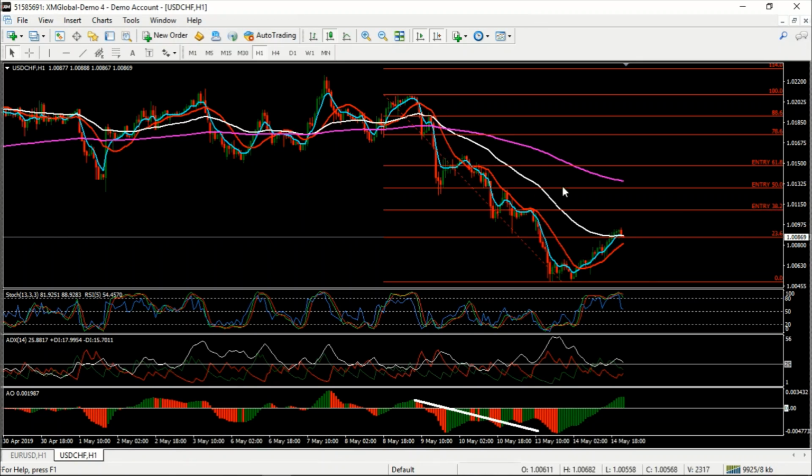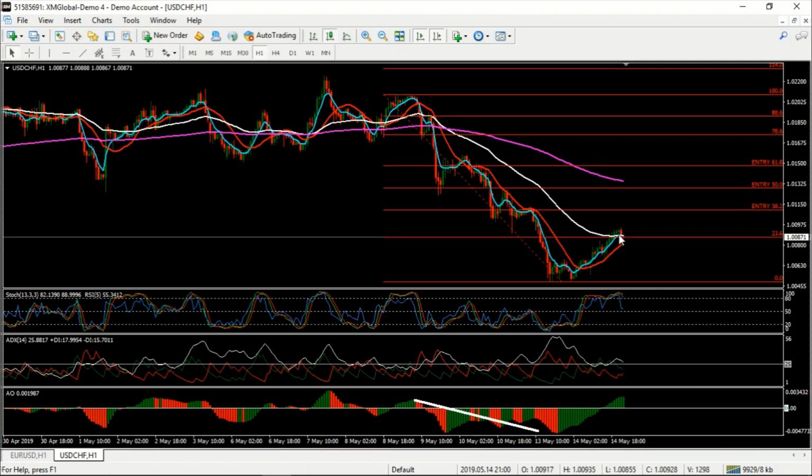Alright, so at the moment, even though we formed a minor uptrend with the blue being above the red, we are still in a confirmed downtrend, or a bigger downtrend as well, where we should be looking for big opportunities of selling the USD CHF. So because we have our impulse wave over here and this is our corrective wave, we should be looking for entry points around the 61.8, 50 and 38.2.